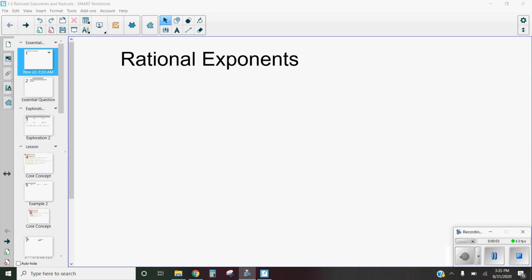Hi, this is Mrs. Kidman, and in this video, we are going to be going over what it means to have rational exponents. Now remember, rational numbers are numbers that we can write as a fraction. So what this really means is we're looking at exponents that are fractions. So let's take a look at some of those.